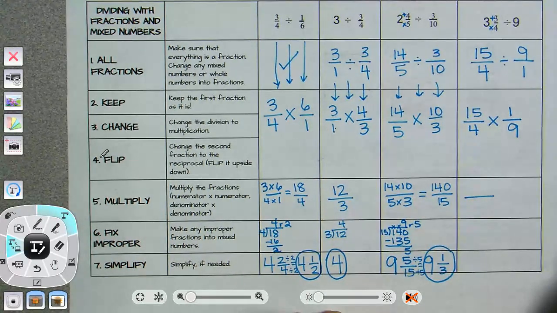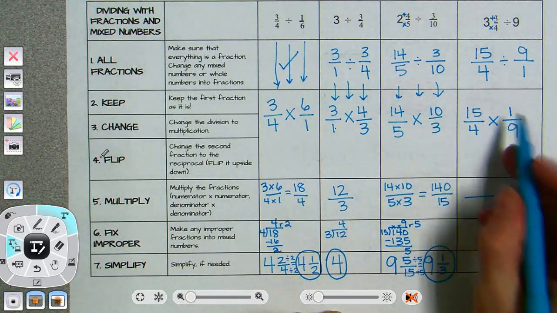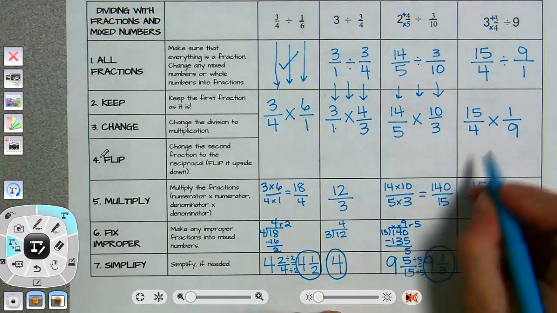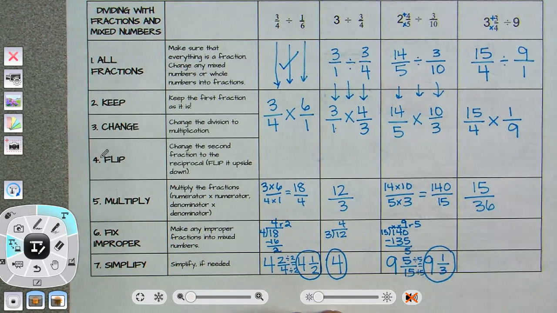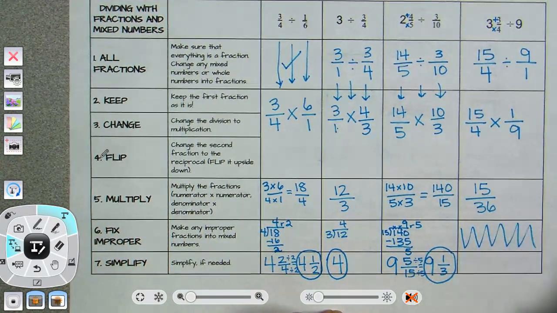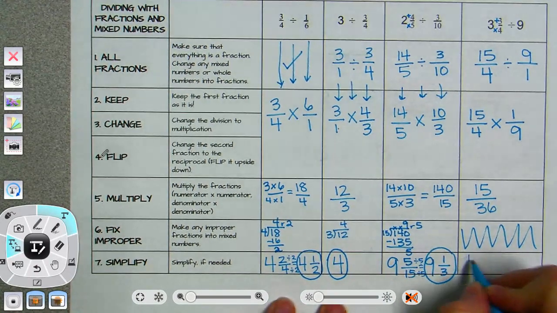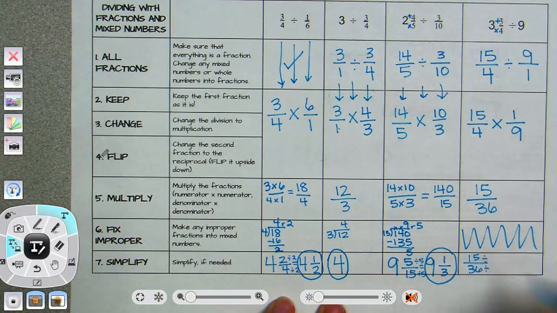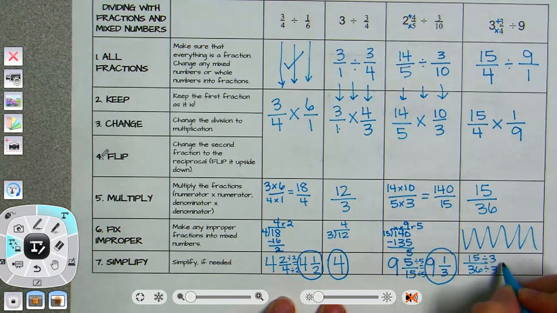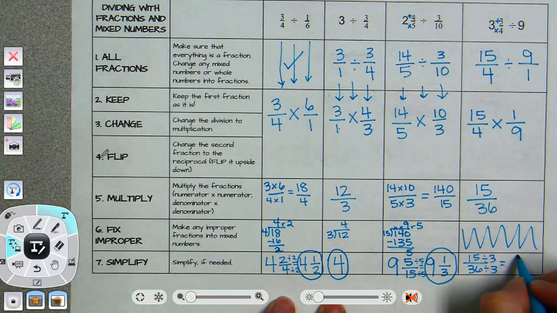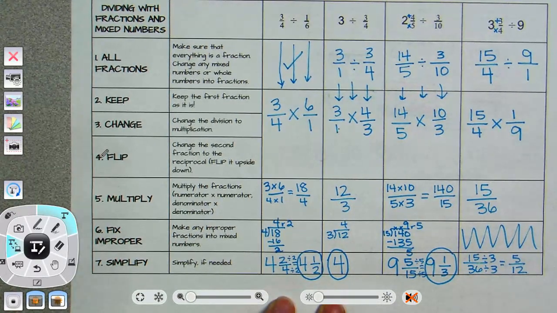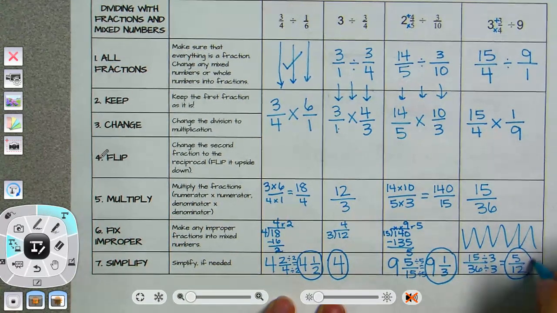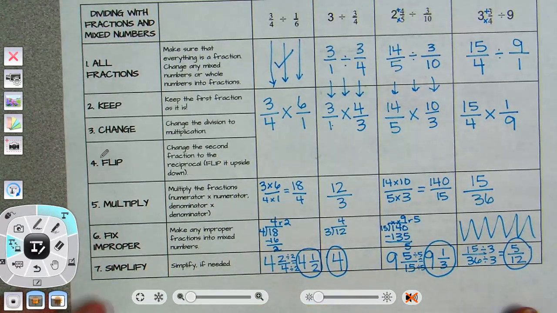When I do my multiplication, I think I can do this one in my head. 15 times 1 up top is 15. 4 times 9 on the bottom is 36. Now, I do not have any division to do because this is not an improper fraction. The small number is already on the top, so it's ready to be simplified. So I'm going to write 15, 36, and then find a math fact. I see a threes fact. So I'm going to divide by 3s, and I get 5/12. 5 and 12 have nothing else in common, so I know that it's in simplest form.